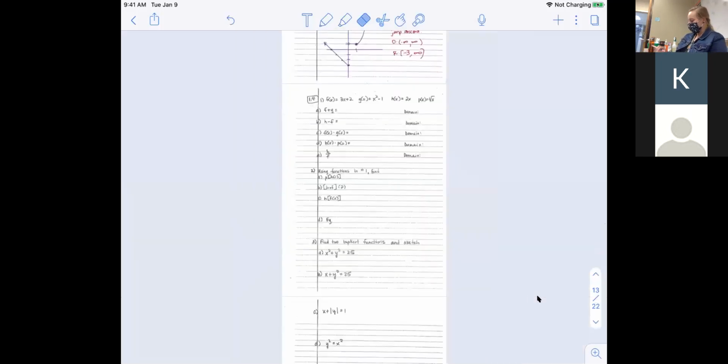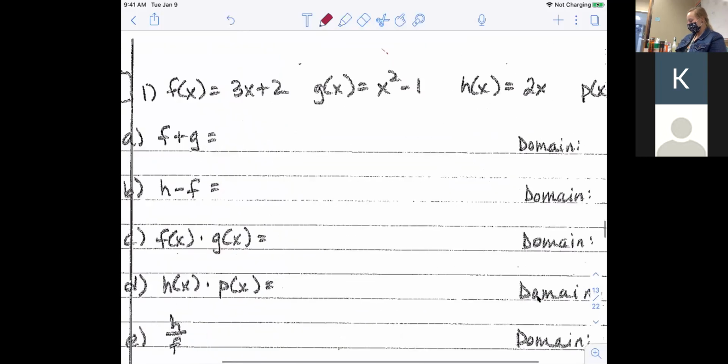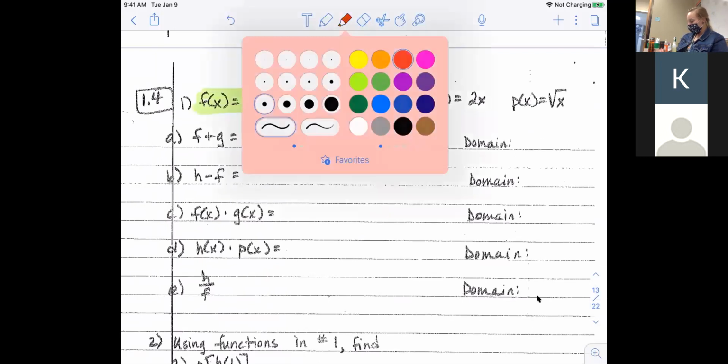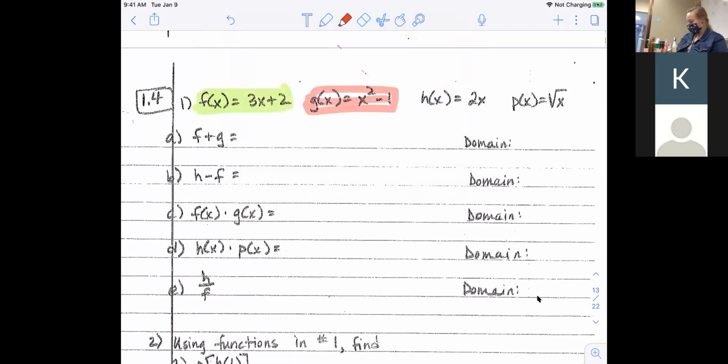Let's go to 1-4. Functions. We are doing operations with functions, and I think this is the easiest thing we're going to do this unit. Personally, I think that. At the very top, I've got labeled functions. I've got f of x equals 3x plus 2. I have g of x equals x squared plus 1. I have h of x equals 2x.